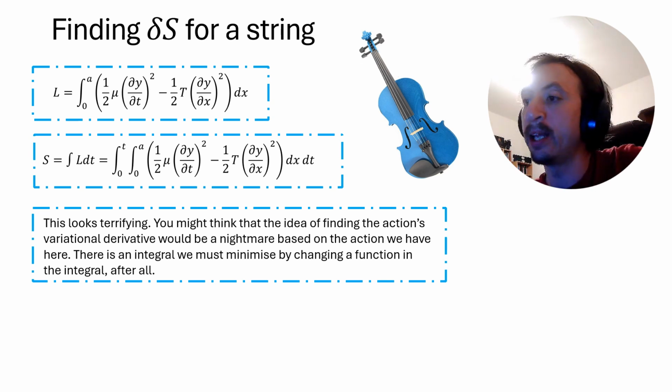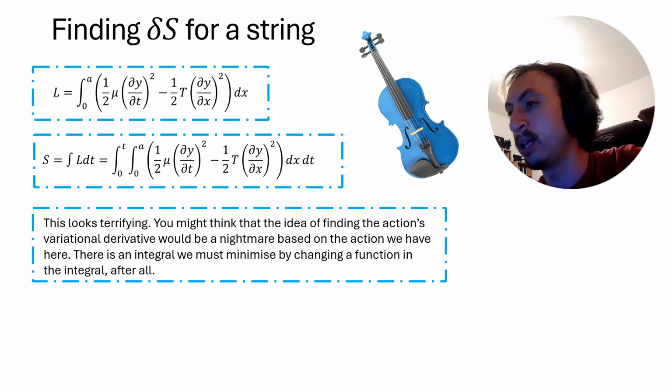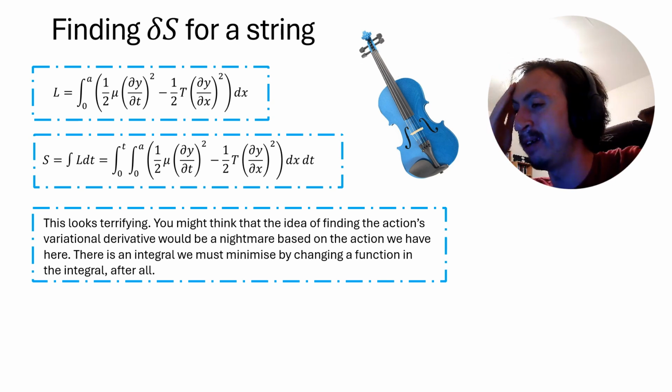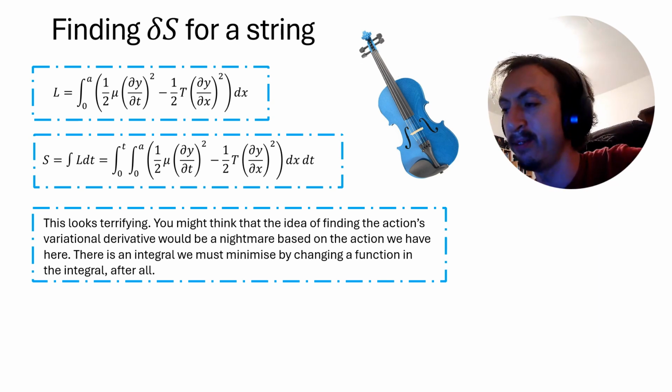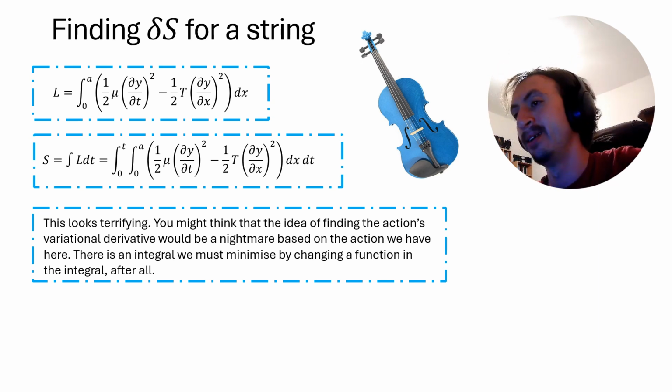And because it's taking in a whole function instead of taking in a single number, we call it a functional. And you might wonder, how on earth do we vary a functional? Or how do we find the variational derivative of a functional?